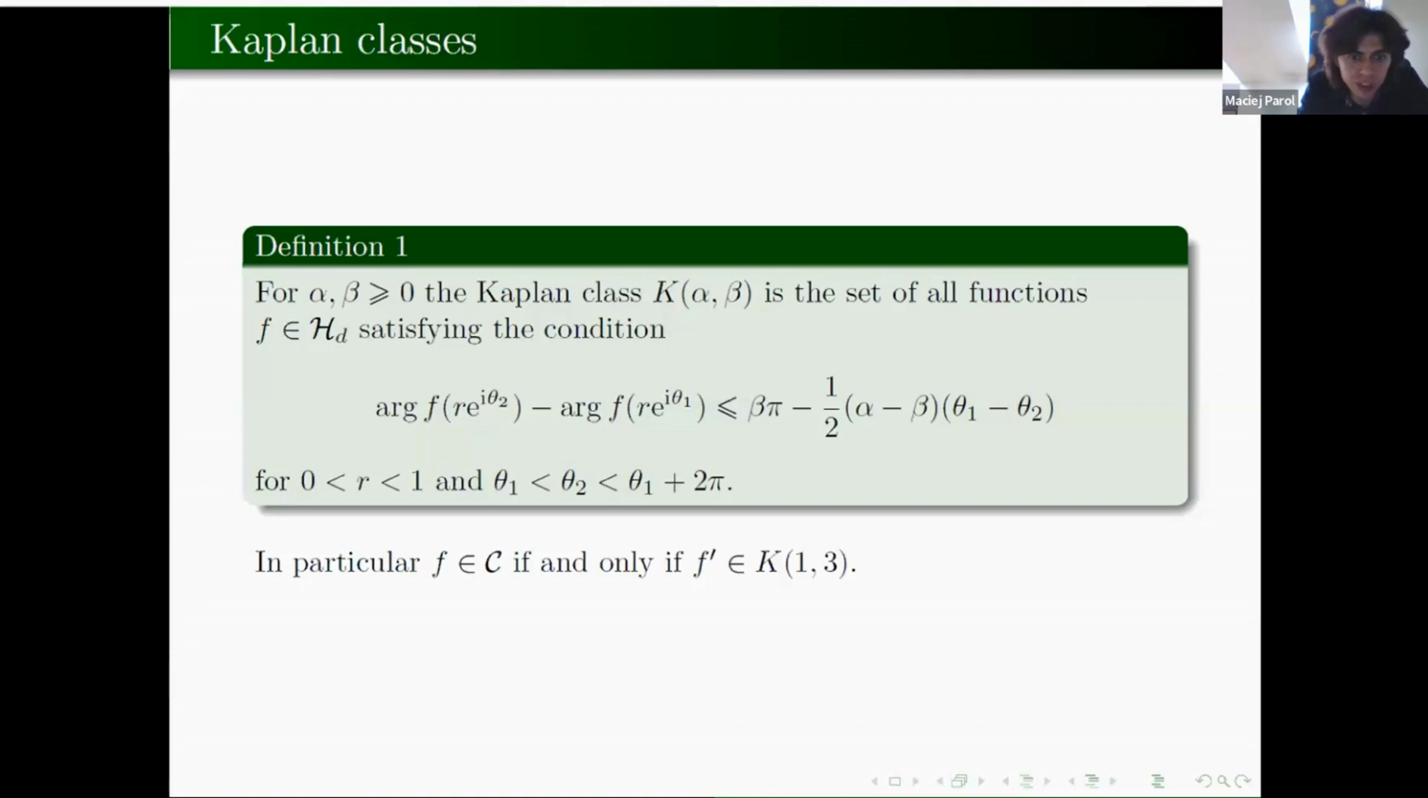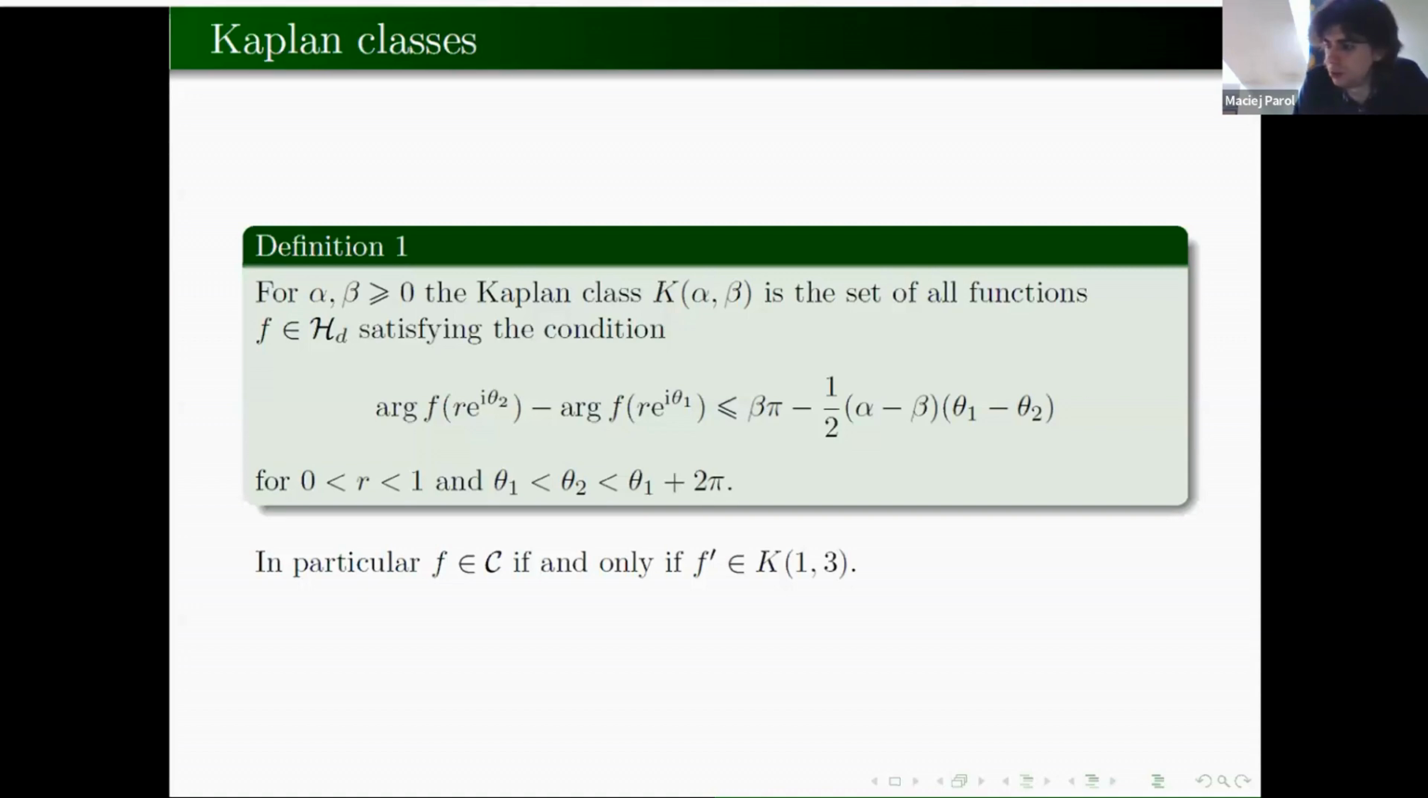This is the inequality. On the left side of inequality, we have the difference between arguments of function f in 2 points. And on the right side, we have some linear form of angles theta 1 and theta 2. Alpha and beta are parameters, and this must be true for every r between 0 and 1, and every theta 1 and theta 2 satisfying the condition theta 1 is lesser than theta 2, and this is lesser than theta 1 plus 2 pi.